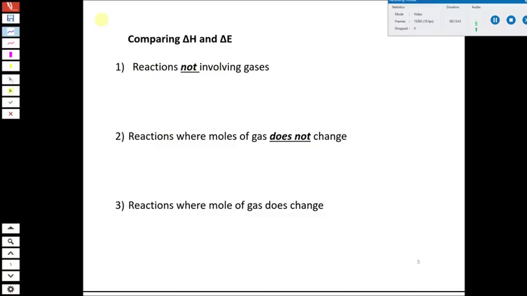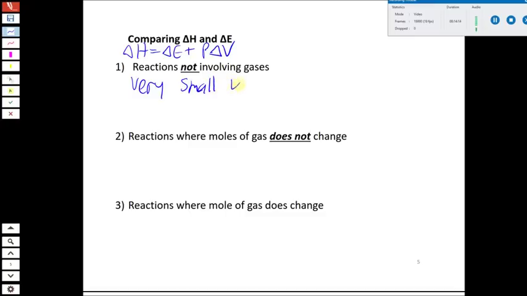So again, as we just said in the last slide, delta H can be written as delta E plus P delta V. If we have reactions that do not involve gases, so just about all the reactions we talked about in Chapter 6 happen in aqueous solution, or reactions involving solids or liquids with no gases involved, volume changes are typically very small.